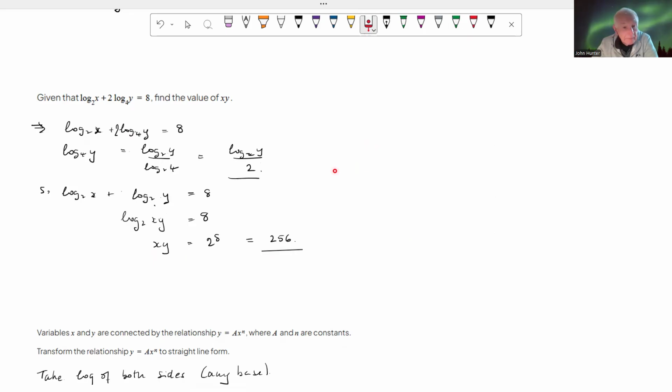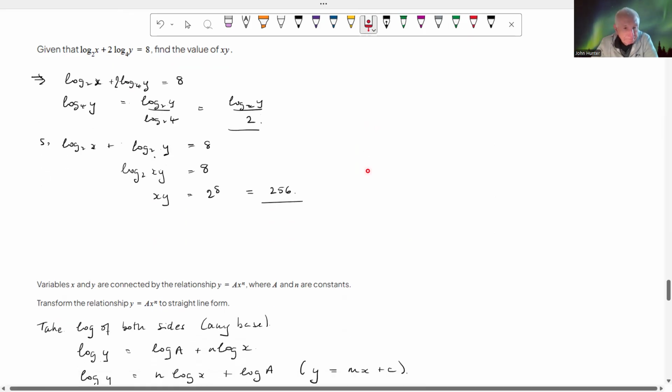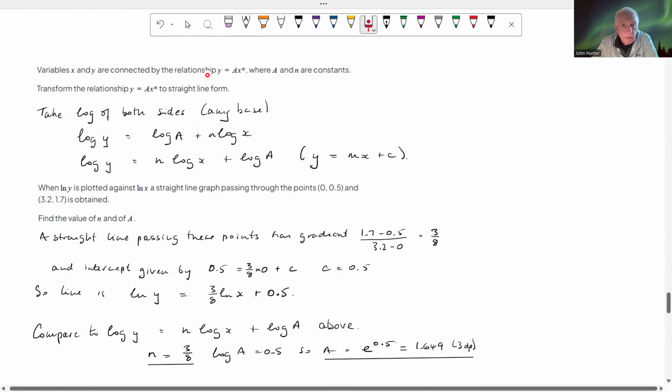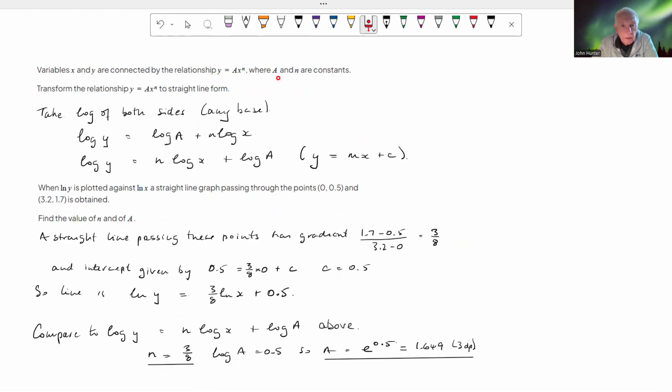Right. Okay. Here we go with this one. Variables x and y are connected by the relationship y equals a x to the power of n, where a and n are constants. Transform this relationship. This is an exponential relationship. Actually, it's an algebraic one, but anyway, because n is a constant.